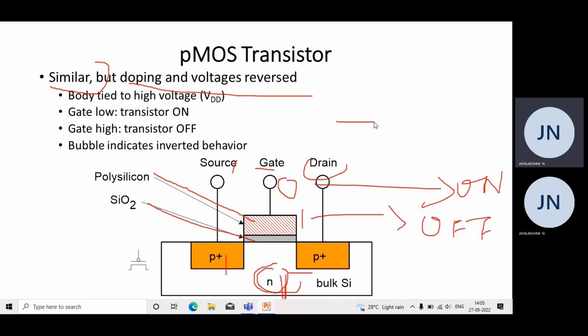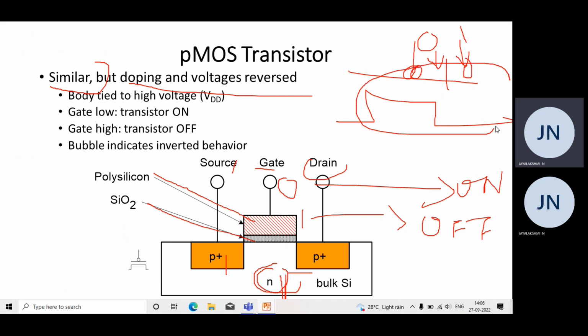In the PMOS transistor, the bubble indicates inversion. Here you can see the symbol of a PMOS transistor. This bubble performs complementation, or inversion. So if you provide 0, it is transformed to 1, and at that time the transistor is on. If you provide 1, it is transformed to 0, and at that time the transistor is off.